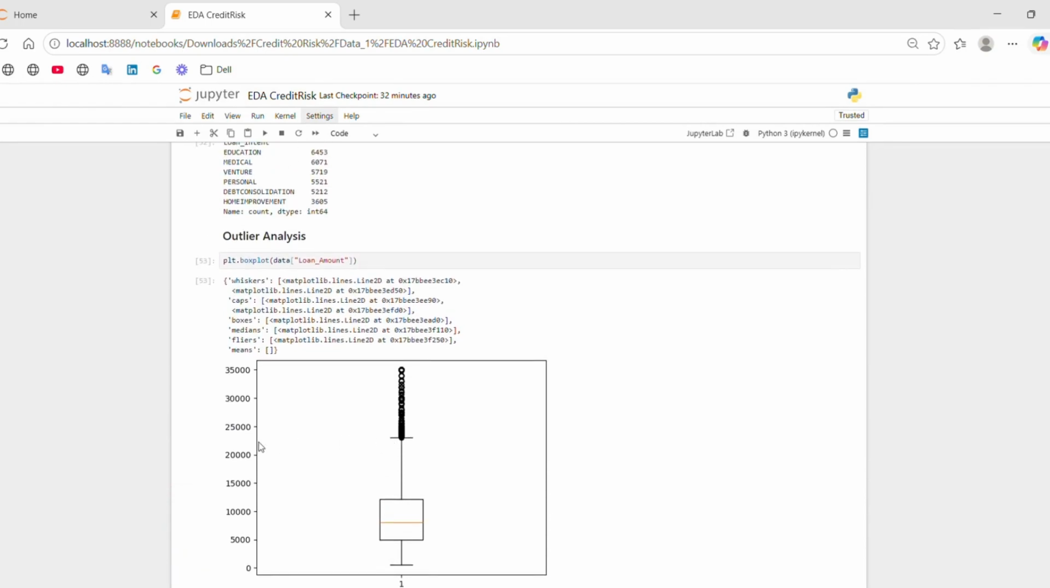So many outliers, if you see, start from around 22 or 23 thousand, roughly, and some are going 35,000 plus as well. These high loan amounts represent risky customers, as they have a high exposure of the loan amount, and this will increase the probability of default. So outlier analysis is a very important concept, as it gives insight related to PD.